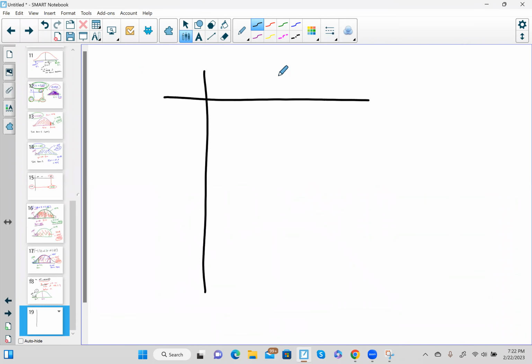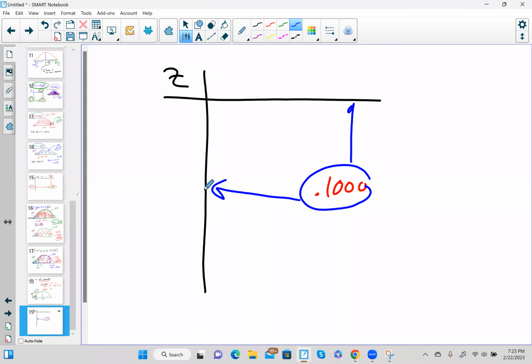So there's my normal chart. Here's my Z. Somewhere in the body of the chart, I'm going to find something like 0.1000 or super close to it. And I'm going to look out here and up here and get the z-score. That's my plan. So notice in this question, I'm starting with the area.